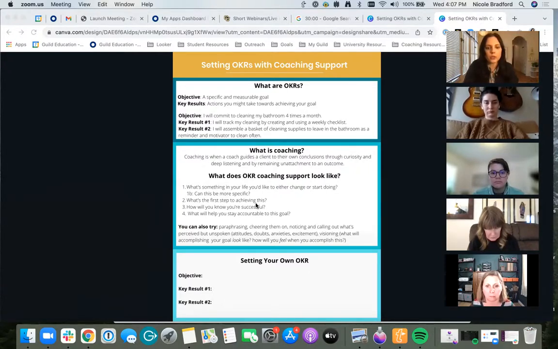Question 2, what's the first step to achieving this? That would be a good question speaking to what are the key results. Question 1 is more about the wider vision, the wider goal, the objective. Now we're getting smaller. What's the first step to achieving this? And instead of saying, okay, that's a great goal, how are you going to get there? Really asking what's the first step is less daunting and helps your client start where they're at, helps meet them where they're at.